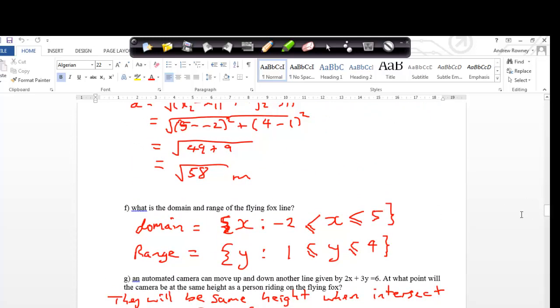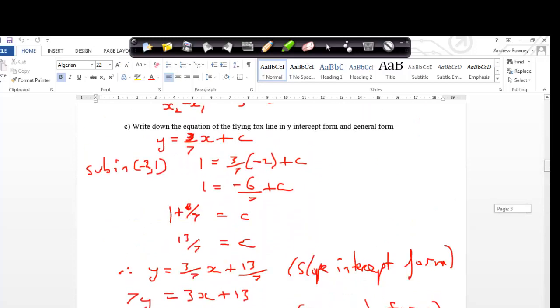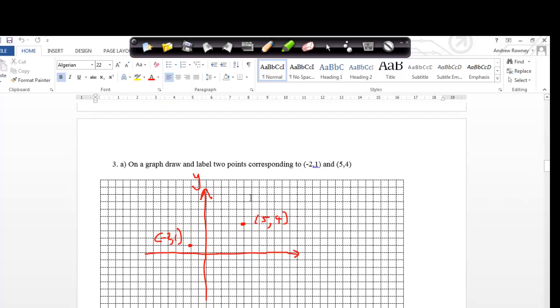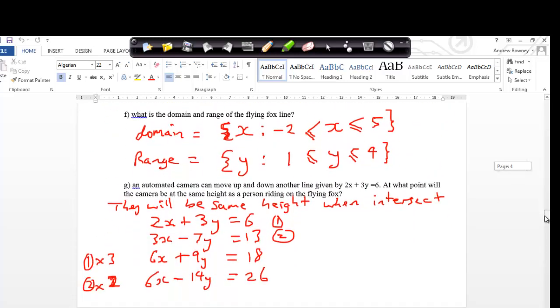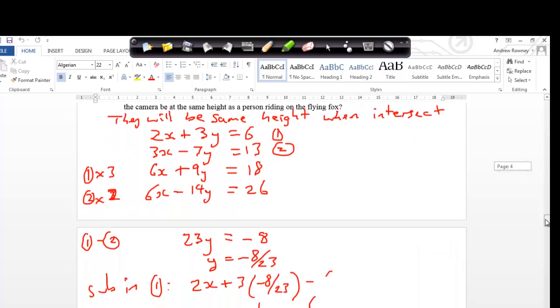You can see that the domain is the x values that it takes on, and it goes from -2 to 5, and the range is 1 to 4. You can see that back here in the graph. The domain goes from -2 to 5, the range goes from 1 to 4. You can see my other videos if you need more explanation of how to do those.